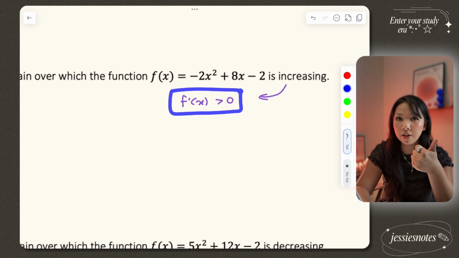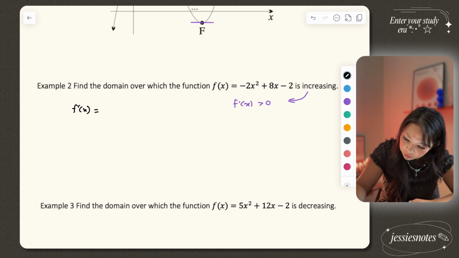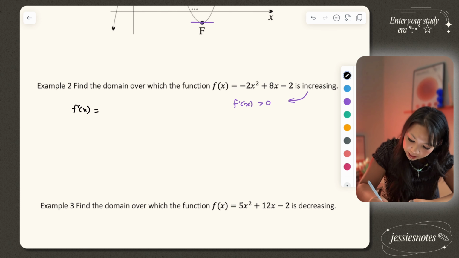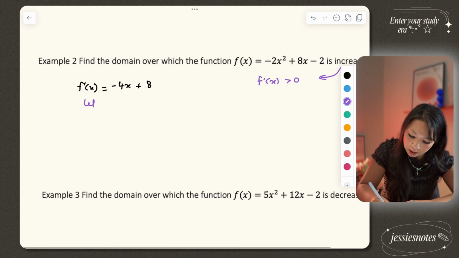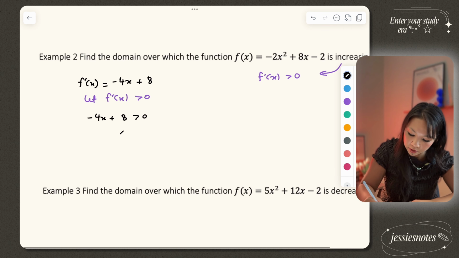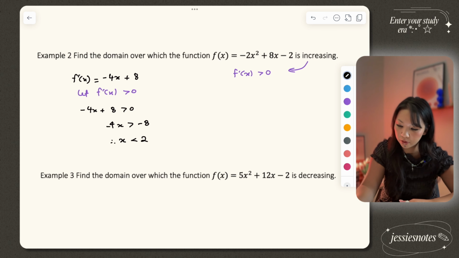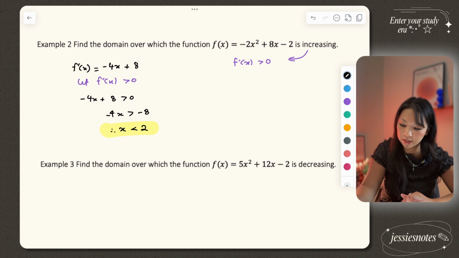So to satisfy this condition, I'm going to find the first derivative, and then whatever that is, I'm going to let it be greater than 0. If I differentiate this, we get negative 4x plus 8. Since I'm looking for where it's increasing, I let that be greater than 0. So negative 4x plus 8 is greater than 0. Negative 4x is greater than negative 8. When I divide both sides by negative 4, that flips the sign and we get x is less than positive 2. So that is where the curve is increasing.